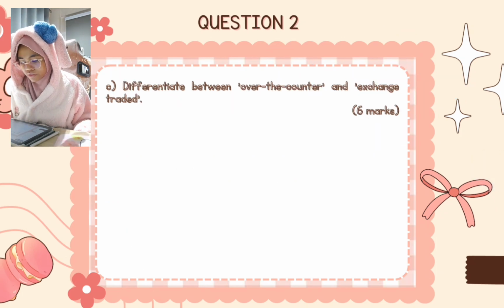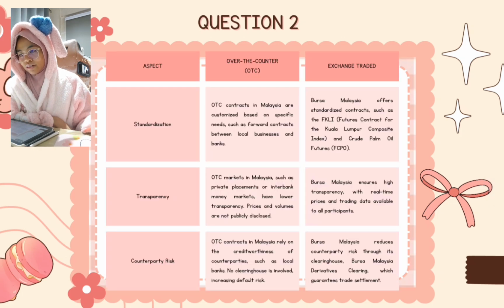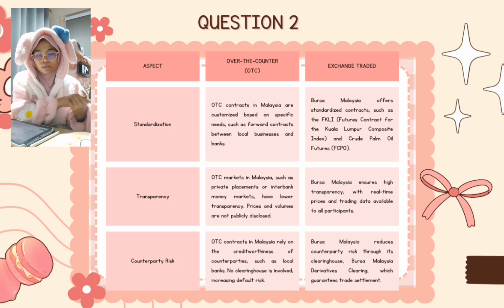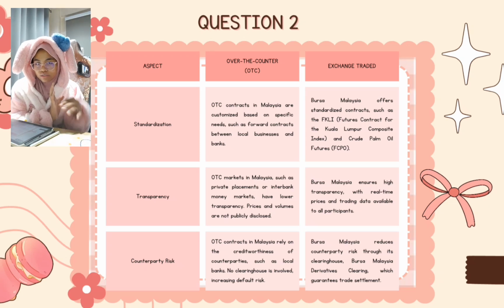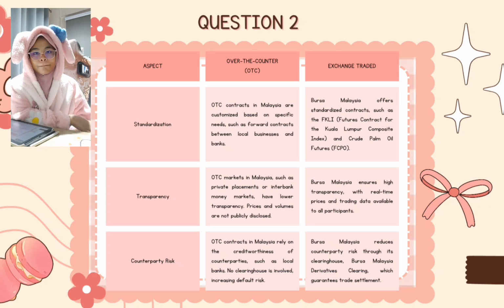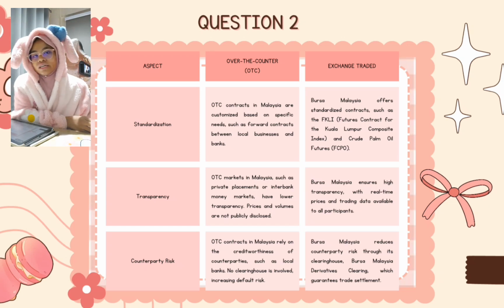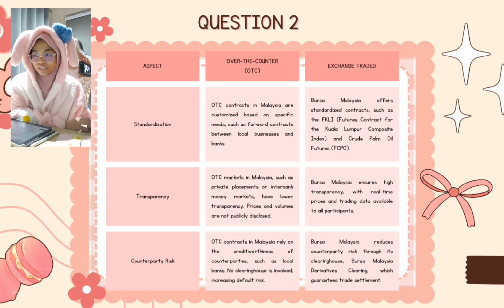Differentiate between over-the-counter and exchange traded. So I'm going to cover three aspects, which are the standardization, transparency, and counterparty risk. So firstly, what is over-the-counter? Over-the-counter was also formerly known as pink sheet trading. Pink sheet trading is done between two parties without the supervision of an exchange.